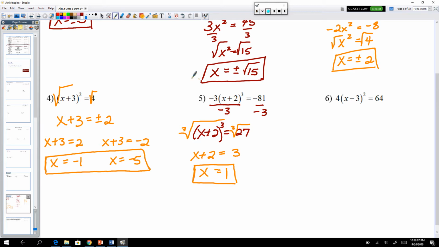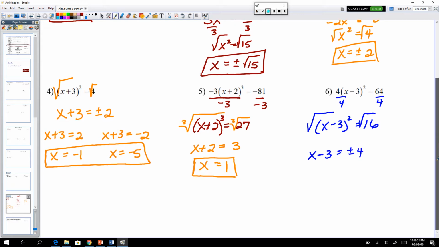All right, number 6, once again, we have something that we need to do multiplying and dividing first, right? So that we have x minus 3 squared on the left and 16 on the right. We need to counteract the power of 2. And when we do that, we get plus and minus 4 on the right.